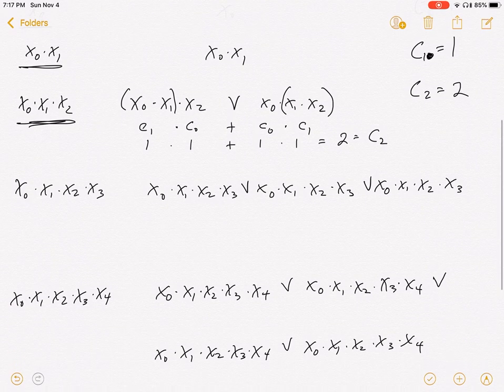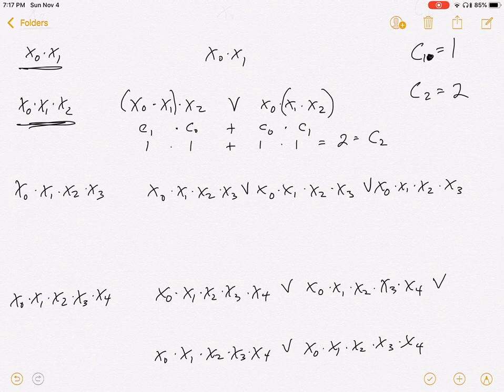All right, let's look at C3. It's the number of ways to parenthesize the product of four numbers, and that's this case right here, x0 times x1 times x2 times x3. At the upper level, there are three ways to do that. We can parenthesize the first three and leave the fourth one outside. We can parenthesize the first two and then parenthesize the second two. Or we can parenthesize the last three.